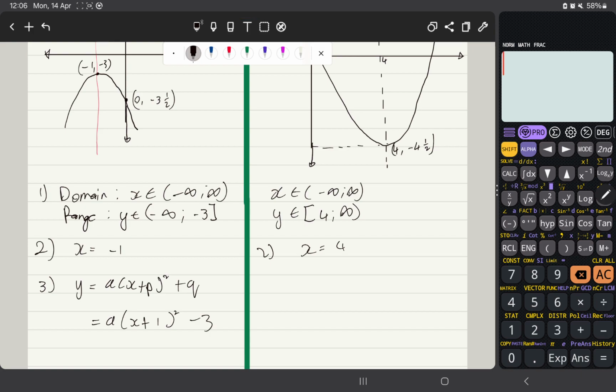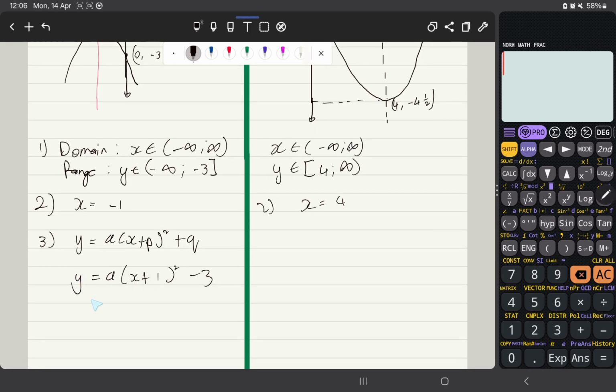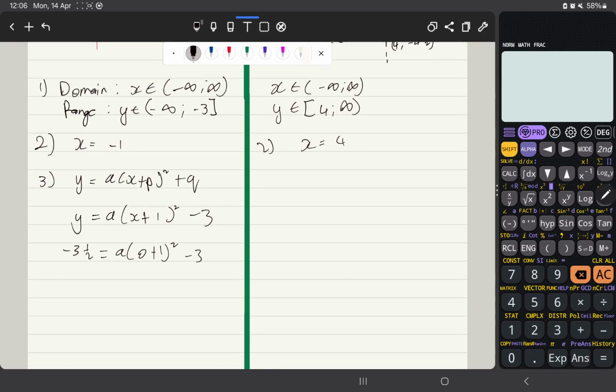And now there is one thing missing, which is a. How do we find a? We use this extra point given to us. So substituting that extra point, we have minus 3.5 equals a times 0 plus 1 squared minus 3. So now I can transpose the 3. I have 3 minus 3.5, and then here I'm just going to have a.